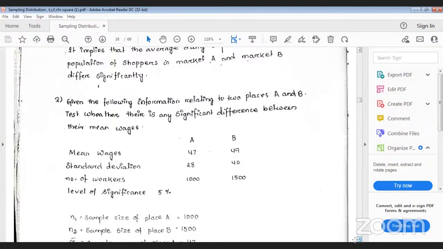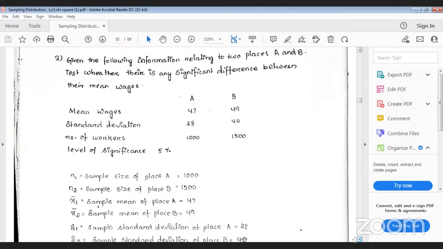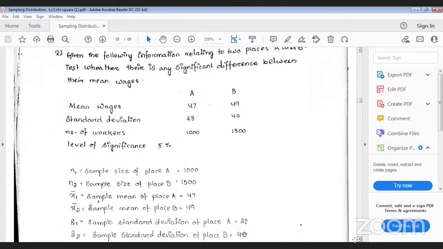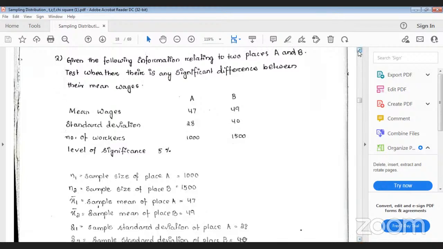Just read this question once. The mean wage is given for A and B, the standard deviation of wage is given as 28 and 40, the number of workers 1000 and 1500, and the level of significance 5%. All the data is given to you.